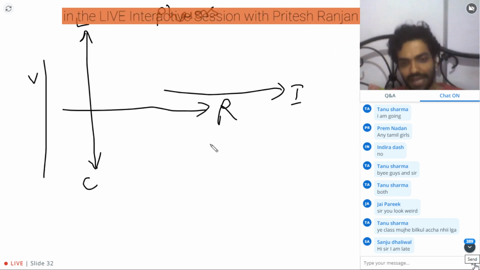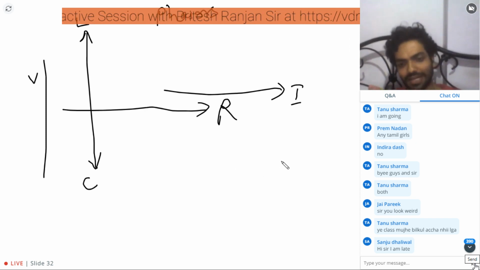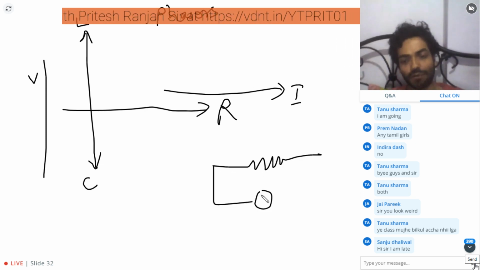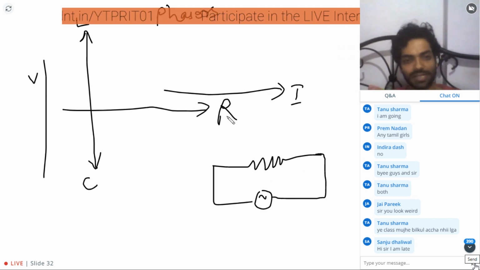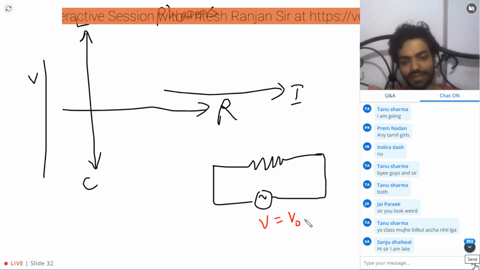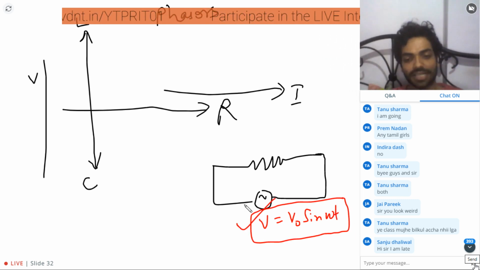So guys, this is just a demonstration. If a circuit is containing only resistance, what will be the value of current and voltage connected to the AC circuit? For that, the AC circuit will supply voltage, and the voltage will be known, that is V naught sine omega t. So this must be known. Depending upon this voltage, I will determine the lag or the lead in current.